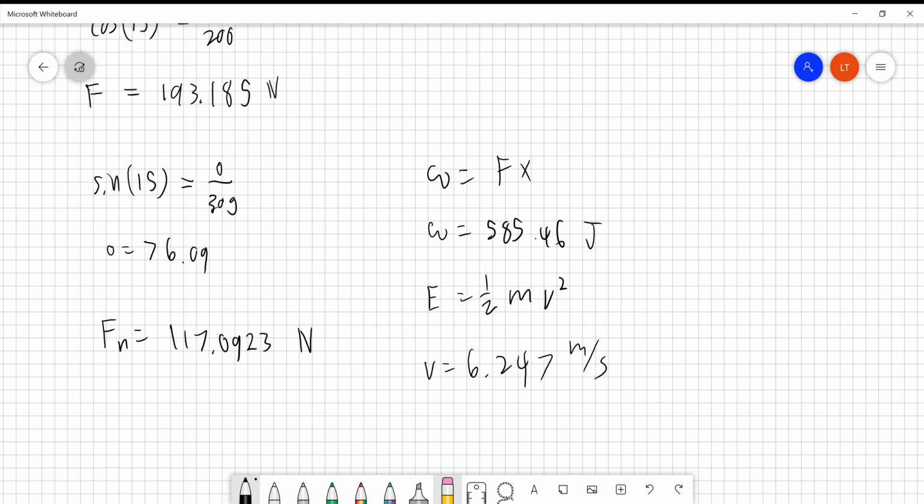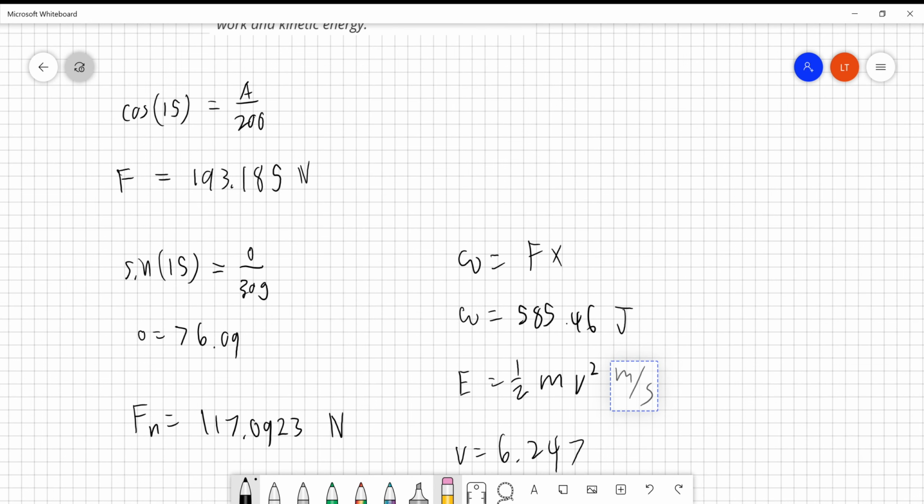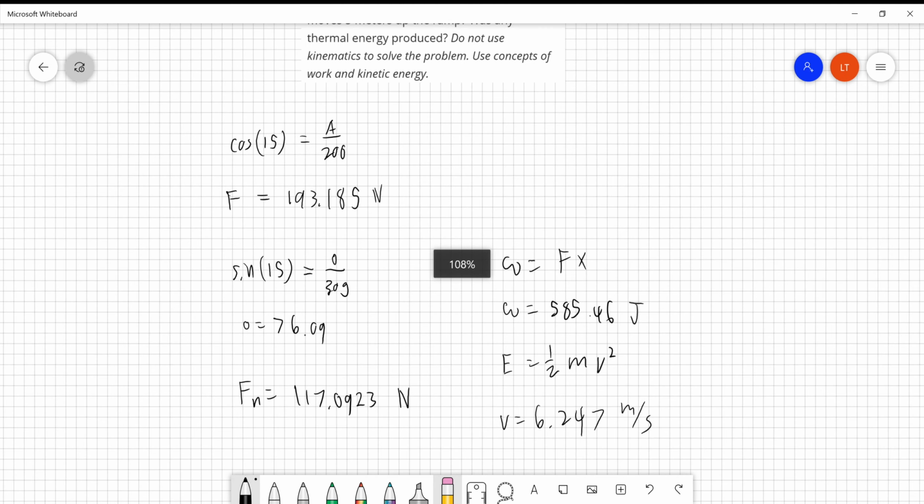And if work is in joules and energy is in joules, and we want to find the velocity, we can set the energy, kinetic energy to be specific, equal to 585.46 joules. Do a bit of algebra, and we end up with a velocity of 6.247 meters per second up the ramp. And that is after the crate has traveled 5 meters up with the wind blowing against it, or against the back of it.